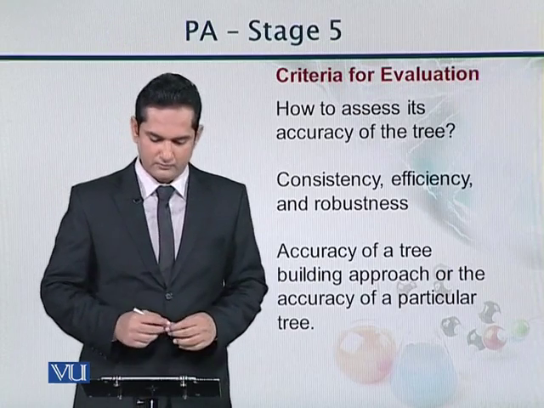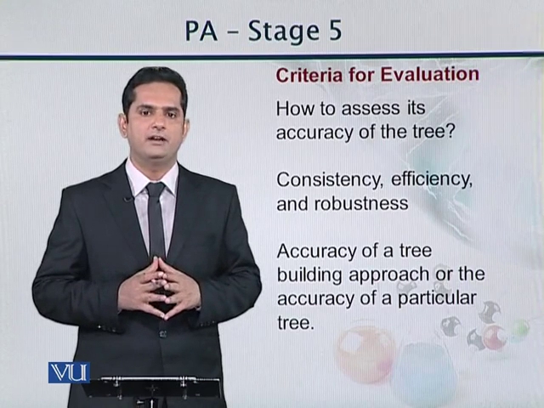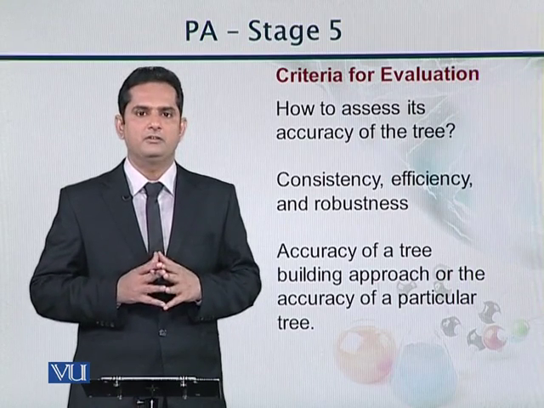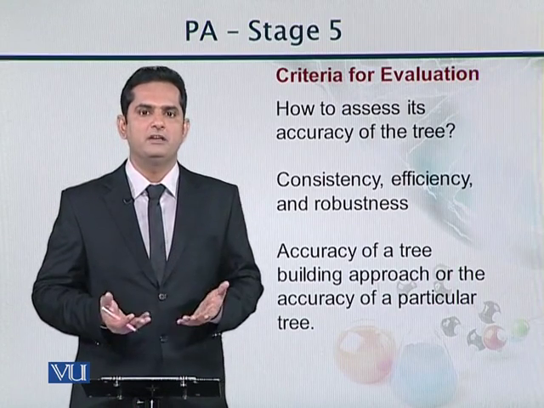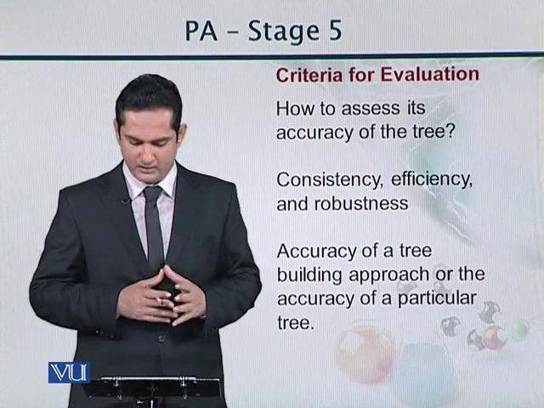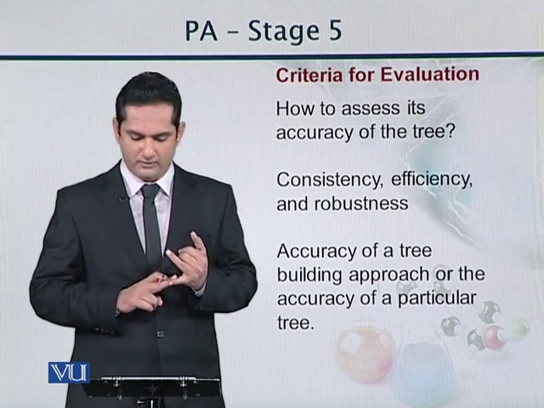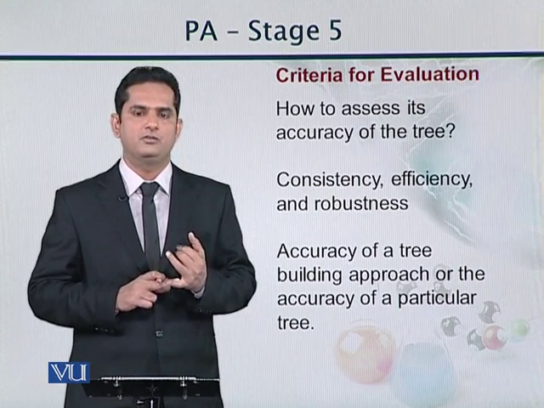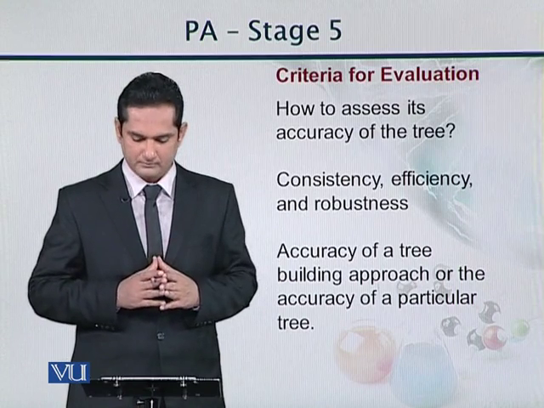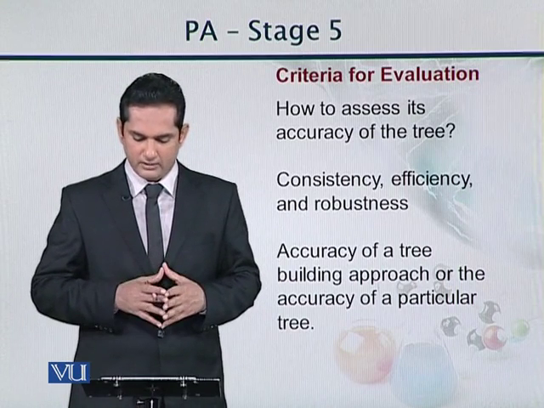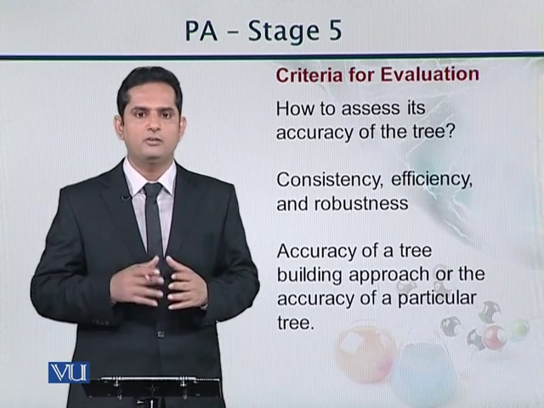Moving on, number one, what is the criteria for evaluation? How do we evaluate a phylogenetic tree? Number one thing, do we want to measure the accuracy of the tree? Is this the question? How to measure the accuracy of the generated tree? The answer is that it should be consistent, it should be efficient, and it should be robust. Robustness means that it should capture complete information from our provided data. And then the accuracy of the tree building approach is important, or the accuracy of a particular tree is important.